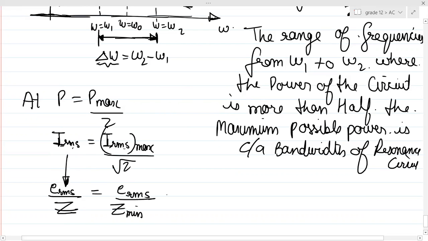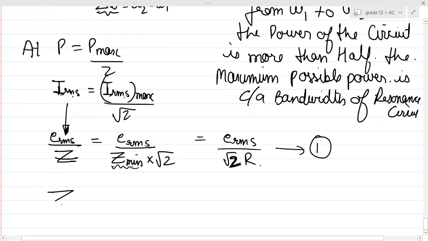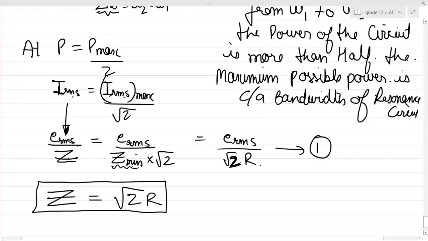And can you see this 1 by root 2 times is also there? So 1 by root 2 more. And what is the value of Z minimum? Guys, what is the value of Z minimum? R. So can I write this thing as ERMS divided by root 2 times of R? Can I write it like this? So can you see from here, ERMS by Z is basically equals to ERMS by root 2 times of R. So can I say this particular thing that the impedance of the circuit is basically equals to root 2R? Can I say this?